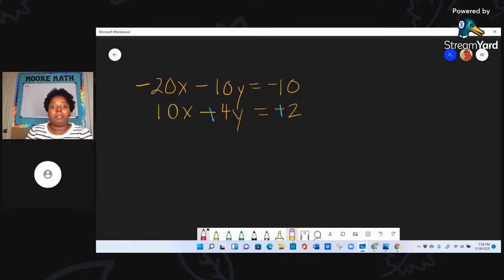The x's cancel out. And then that's negative 6y equals negative 8. Oh, wait.